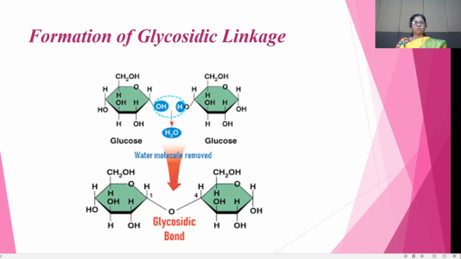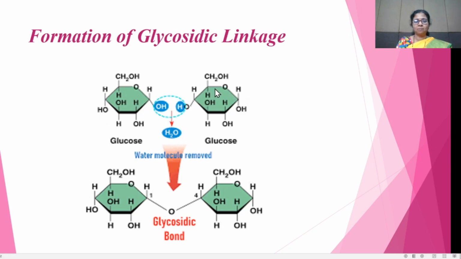Now see the formation of the glycosidic linkage. We saw the structures of alpha D glucopyranose, beta D glucopyranose, alpha D fructofuranose, and beta D fructofuranose. These are the monosaccharides. And the glycosidic linkage takes place in the cyclic structure of the monosaccharides. This is glucose and this is glucose, that means there are two molecules of glucose. This is the ring structure.